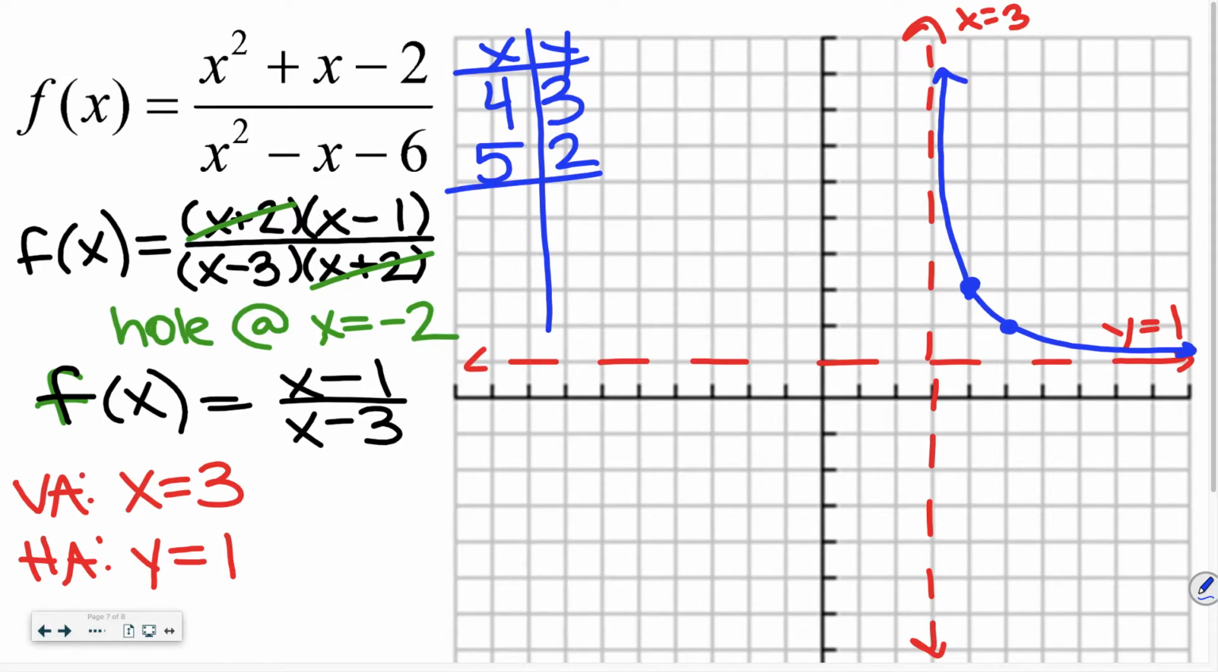Next, we're going to go to the left side, just like we would normally. Since our asymptote is at 3, I'm going to pick 2 and 1. 2 minus 1 over 2 minus 3 is negative 1, isn't it? But 1 minus 1 over 1 minus 3.